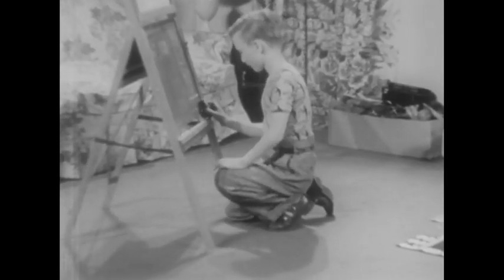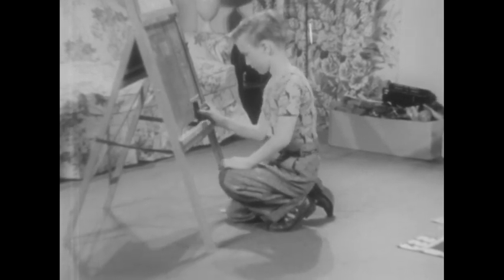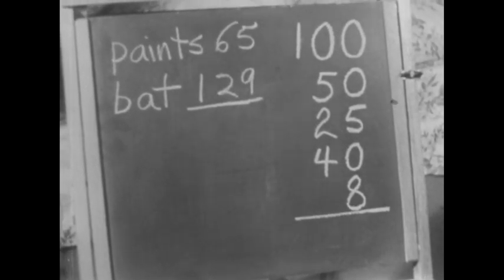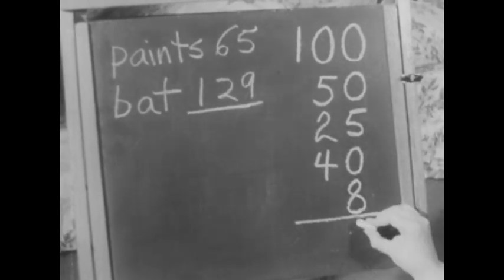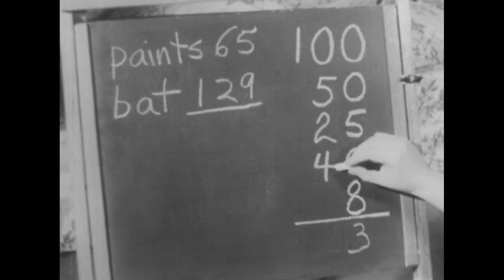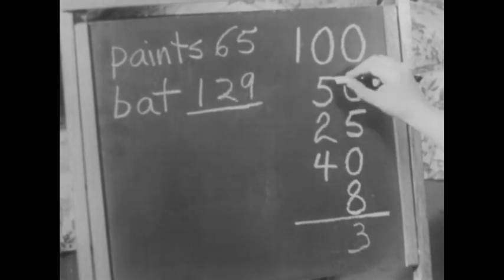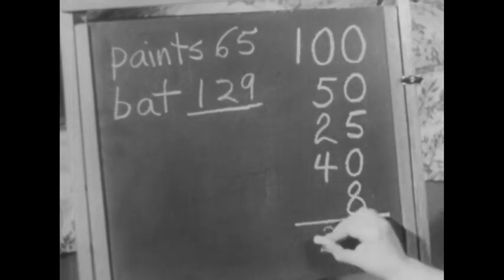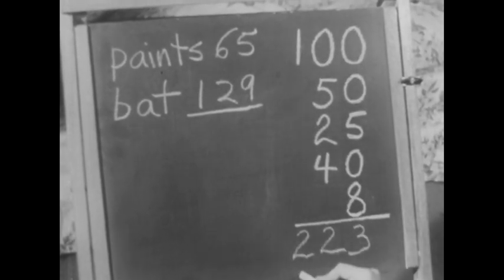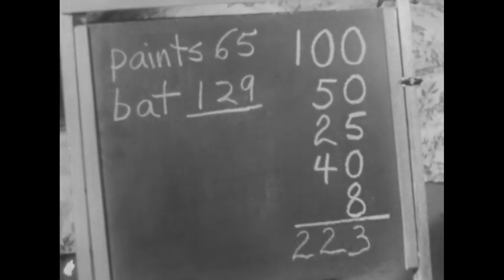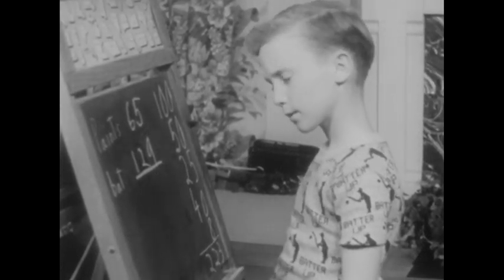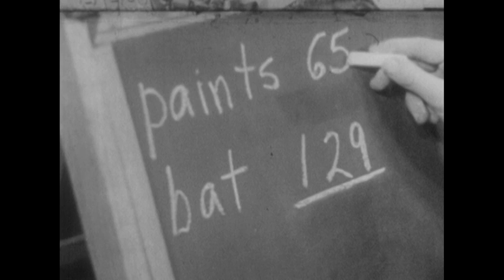Now Billy wants to check, to make sure he didn't make a mistake. He added from the top to the bottom, so this time Billy will add from the bottom. 8, 13. 1, 5, 7, 12. 1, 2. And now Billy has 2 hundreds and 2 tens and 3 units. That's the same as 223 pennies. Is that enough to buy the paints and the bat? See if you can add with Billy.